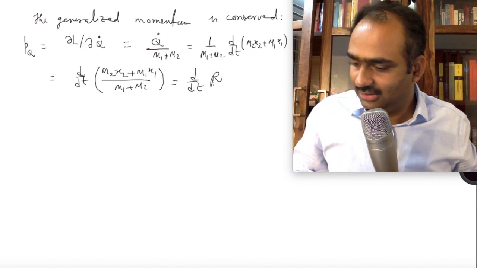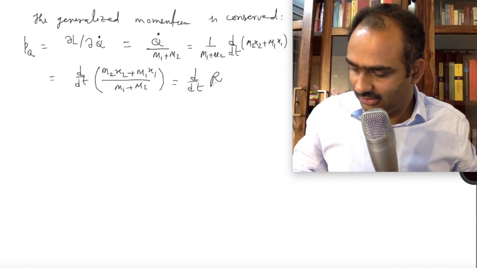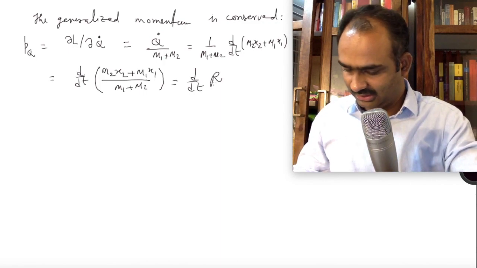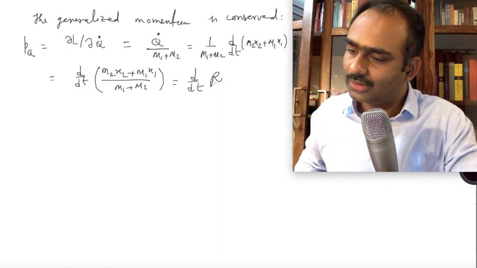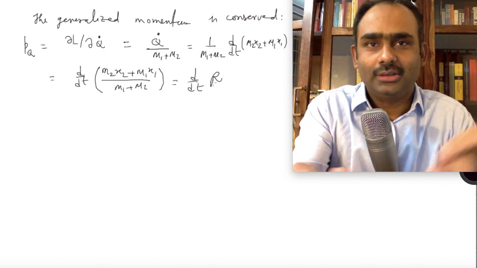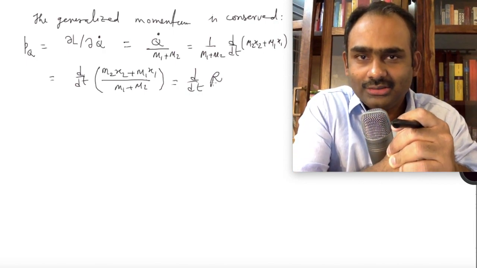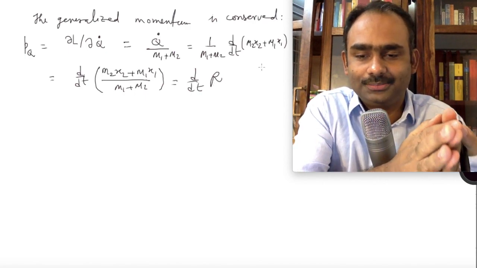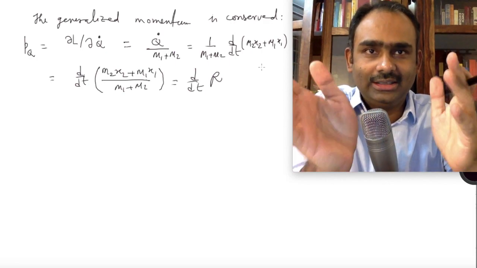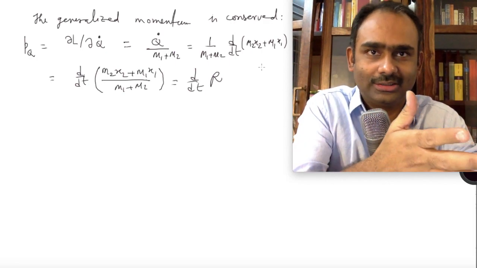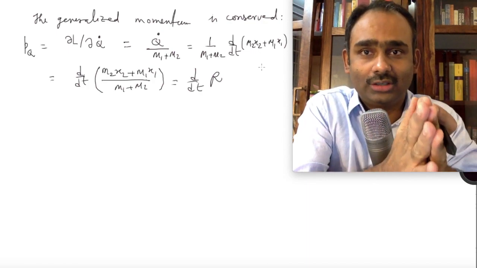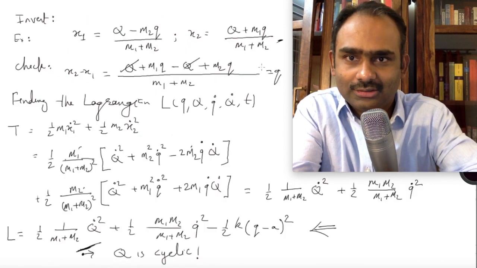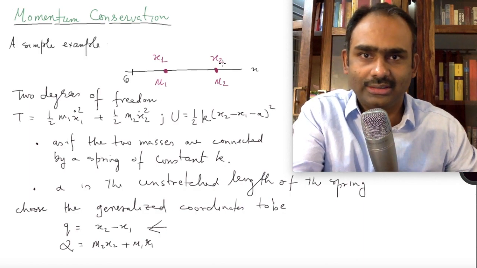Right? Just a second, let me see what else I wanted to say. So you see, you have got this result because of the symmetry that was present in the system: if you take the entire system and move it rigidly to some other place, the Lagrangian would not change. I hope you can see that in the first place where we wrote down the Lagrangian.